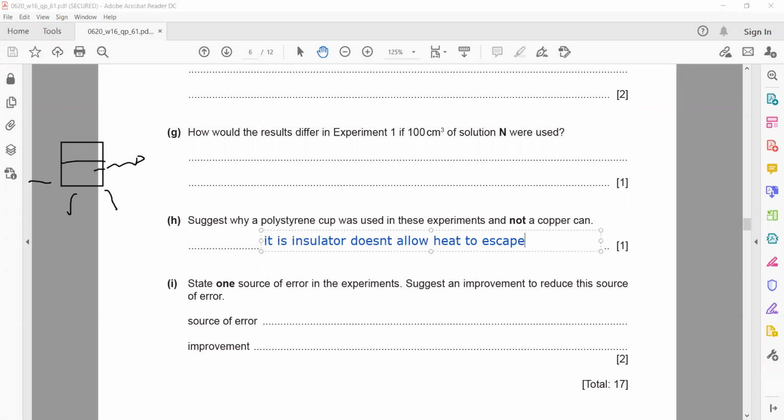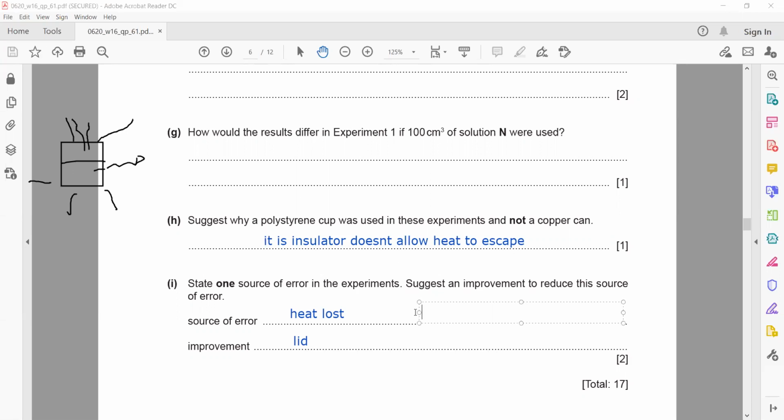So here, because you're measuring a temperature change, that is by the change in the heat of the solution. If you are using a polystyrene cup, it might lose heat energy to the surroundings from the top, because you're not covering the top. So the source of error is heat loss to the surroundings. You can improve that by putting a lid or a cover.